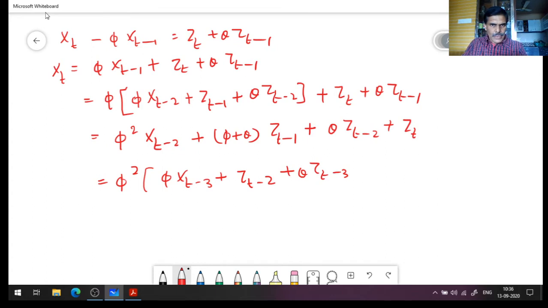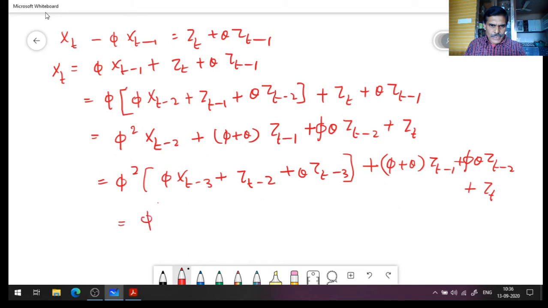Right, one less than that, so xt is, yeah, so this you have. Then you have phi plus theta zt minus 1 plus theta zt minus 2. Oh, this is not theta. Actually, here there is a phi, because you have to multiply by this phi. So I have a phi here. Okay, plus zt. So what is that you can write?